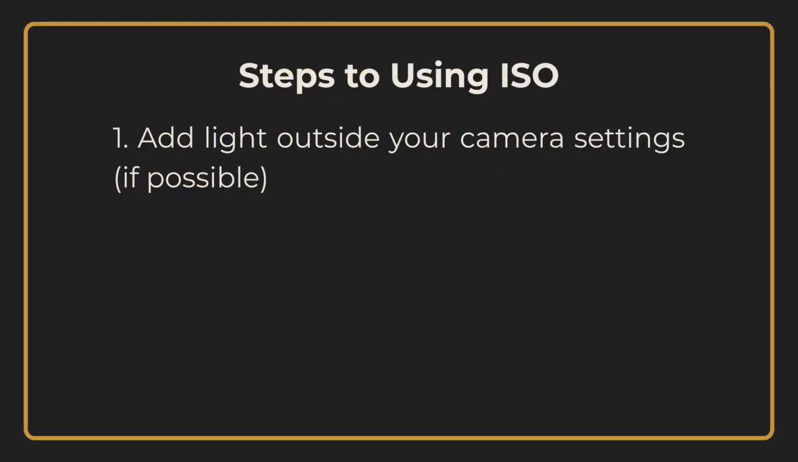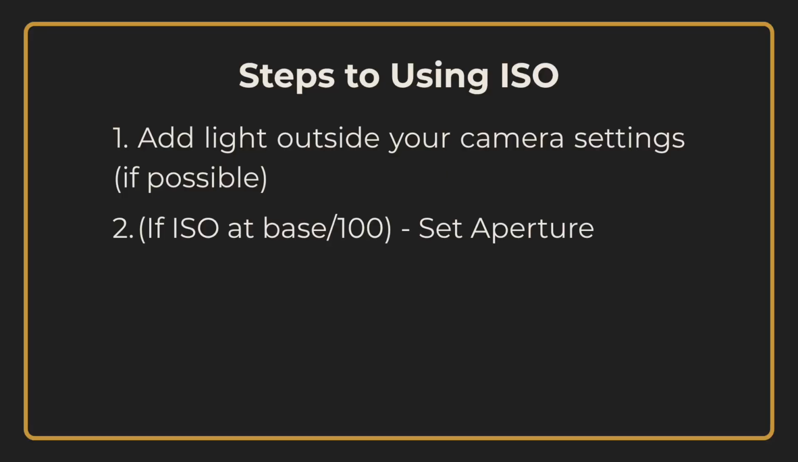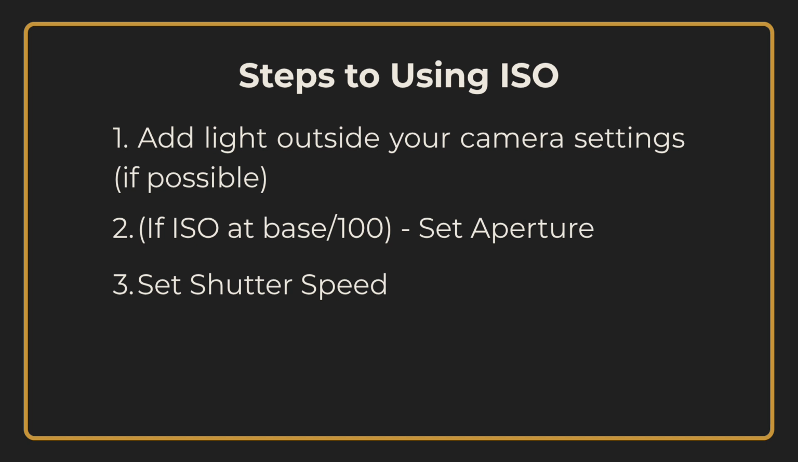The common misconception is to just start adjusting your settings right away. But best practice is to add enough extra light outside your camera settings first to help expose your image, if at all possible. Then, assuming ISO is already set to its native base of, say, 100, you set your aperture for the depth of field you want. Then you set your shutter speed for how you want motion to look. Do you want to freeze it or blur it creatively? Take a test shot and then check your exposure with the values that you've chosen.